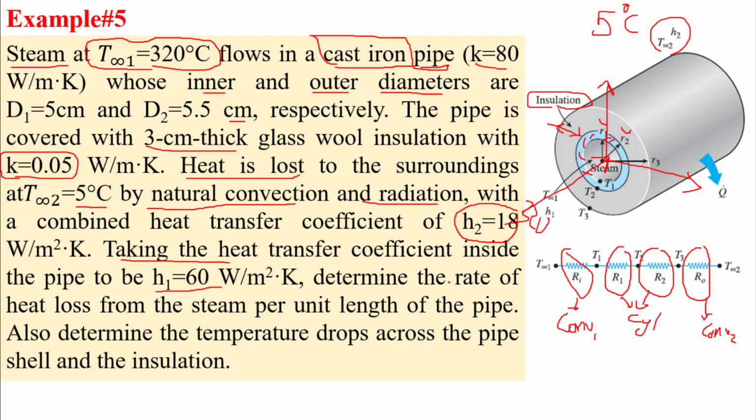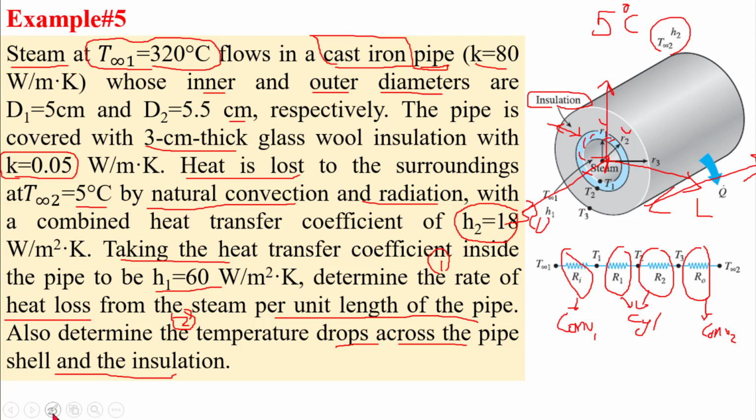Determine the rate Q dot of heat loss from the steam per unit length of the pipe. So the length of the pipe is unknown, so we'll divide everything by L. Also determine the temperature drops across the pipe shell and across the insulation. Okay, what do you mean by temperature drop across the pipe shell? So here is the pipe shell.